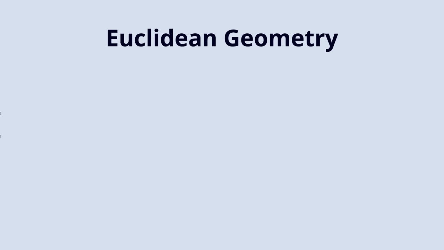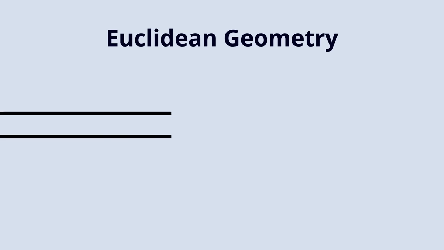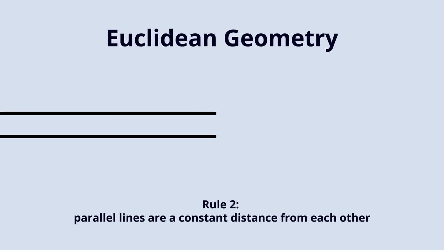Next, we say that two parallel lines are at all times the same distance from each other, no matter how far they stretch. Makes sense, right? We can stretch these lines as far as we want, but they will always be the same distance from each other. Rule number two, parallel lines are a constant distance from each other.